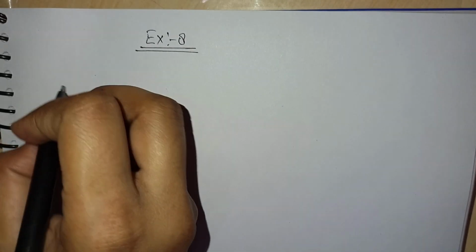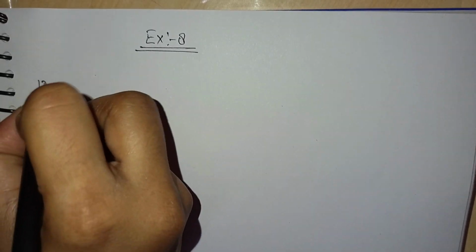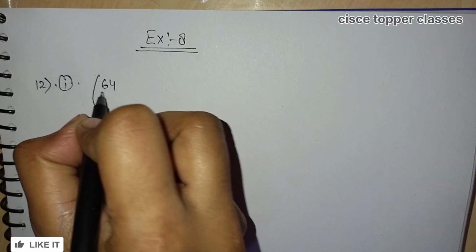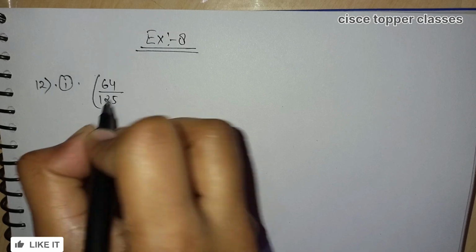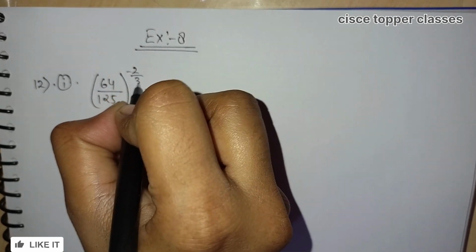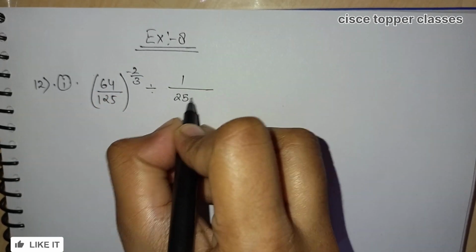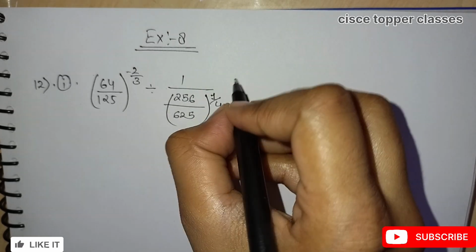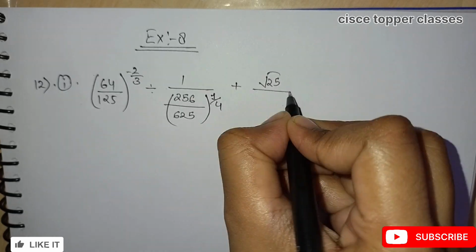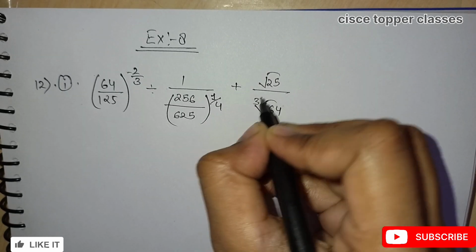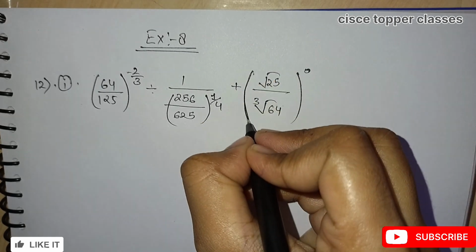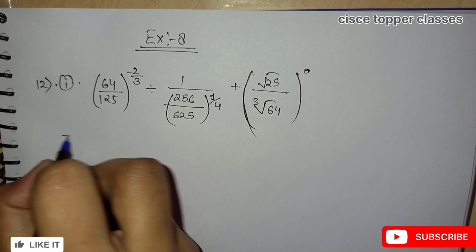Here we are going to solve exercise 8 of ML Aggarwal Class 9 Mathematics, question number 12. So let us start solving here. Question number 12, first part is (64/125)^(-2/3) ÷ (1/256 ÷ 625)^(1/4) + (√25 ÷ √64)^(1/3), and here the whole power is equal to 0. So now let us start solving this here.